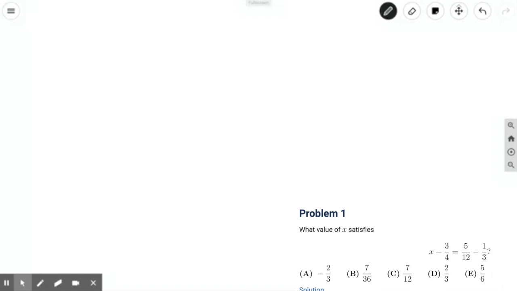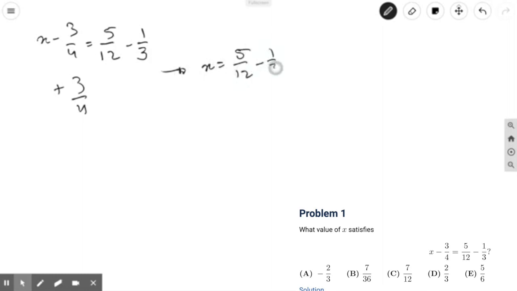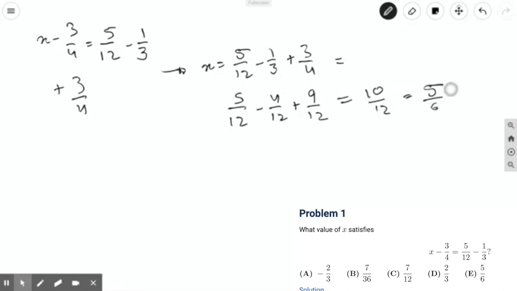So problem number 1 states, x minus 3/4 is equal to 5/12 minus 1/3. This is a very straightforward problem. You can just add 3/4 to each side and convert all the denominators to 12 to get x is equal to 5/12 minus 1/3 plus 3/4, which is equal to 5/12 minus 4/12 plus 9/12, which is 10/12, or 5/6, which is our answer, and is answer choice E.